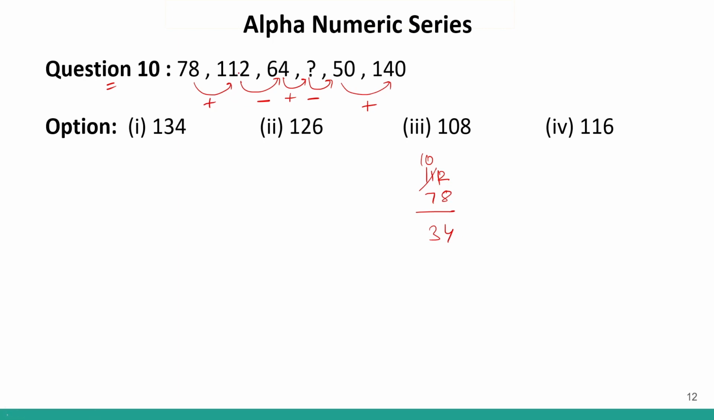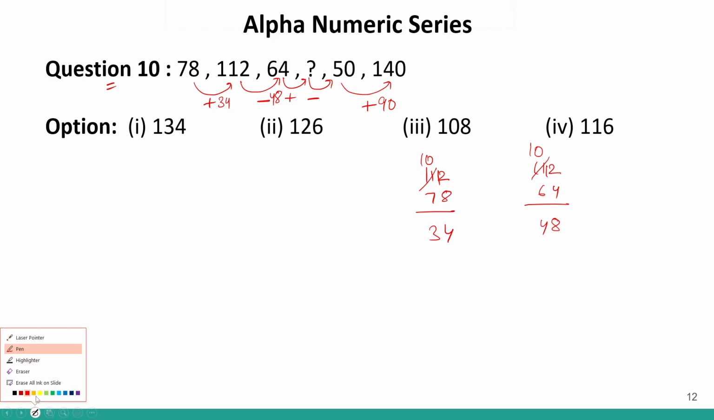So basically we are adding 34. Okay? Now 112 to 64. This is basically, this will be 10. This will be 12. I can see 48. We are subtracting 48. And over here from 50 to 140 if I am moving, basically I am adding 90. So now I cannot see a logic. Correct? I cannot see a logic. I cannot see a pattern.